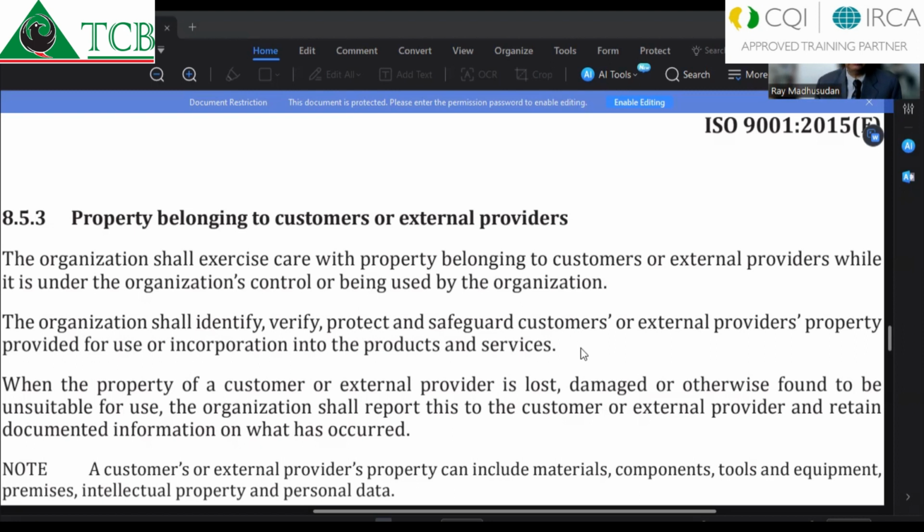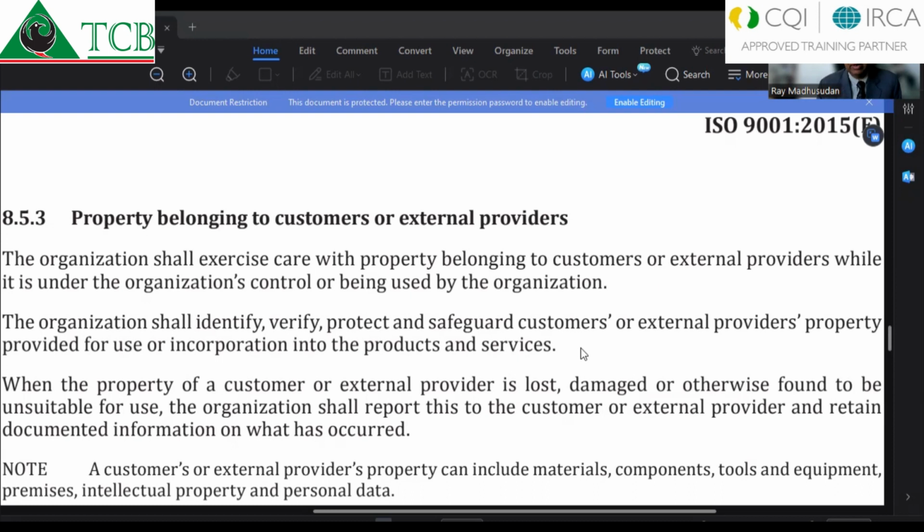And they have to verify that everything is fine at the point of receiving. So it's important that there is an incoming inspection performed to make sure that the products provided by the customer are good and acceptable and can be used. In case of any problem, it is important that those things are identified and communicated to the customer. They have to be protected, obviously. The property belonging to the customer or external providers needs to be protected and safeguarded from deterioration or damage.